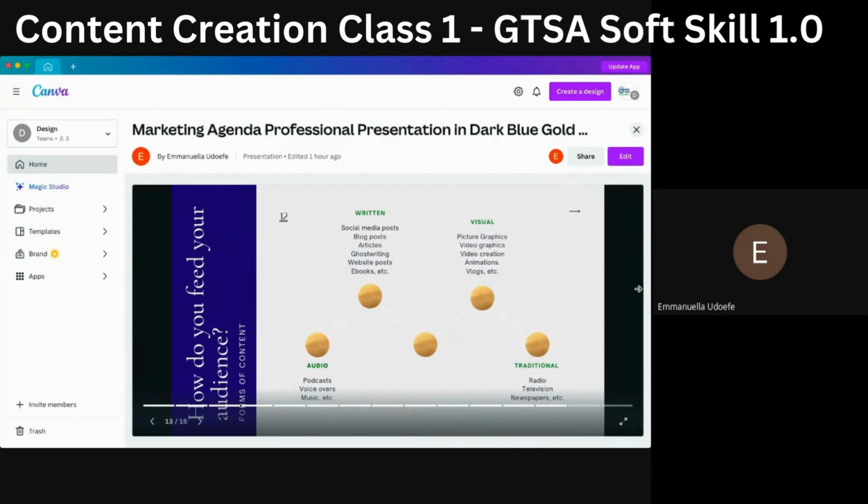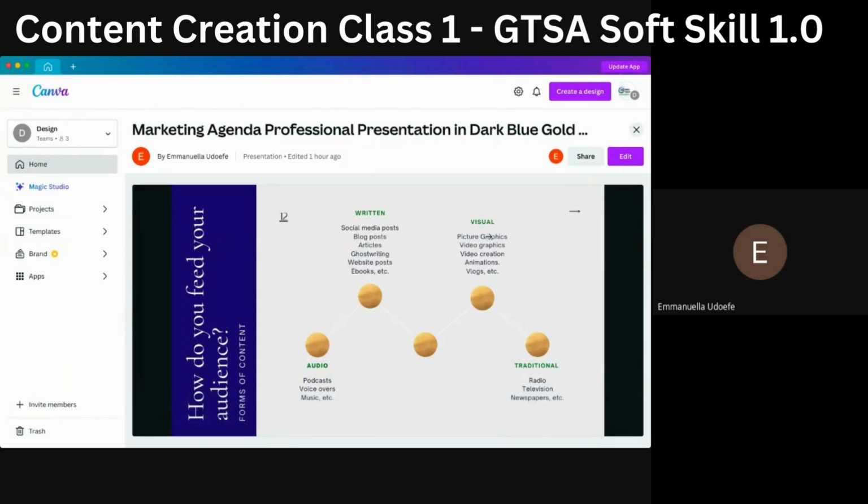Now, how do you feed your audience? We've talked about the quality of food, which is the quality of content that you give. In what types are they? How do you expect them to consume it? Now, in what form? The first one here is written. I'm not going to be elaborating on this because this is what we are going to be discussing on Friday. But I just need you to have a little idea of what I'm talking about because I'm going to give you assignments as regards this.